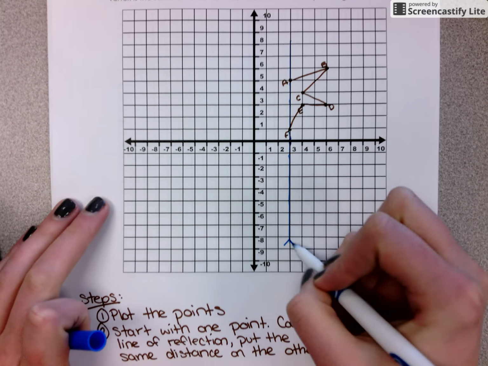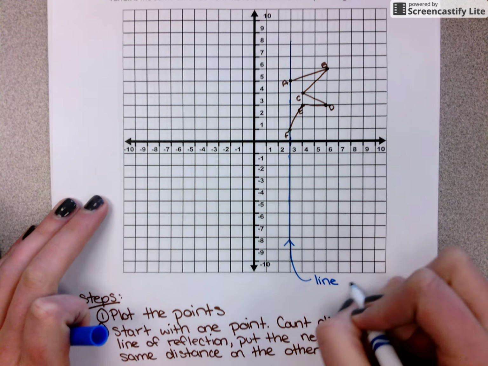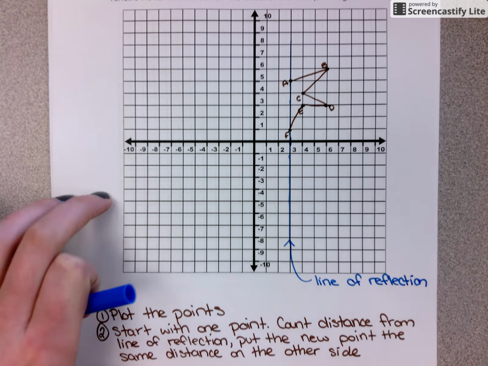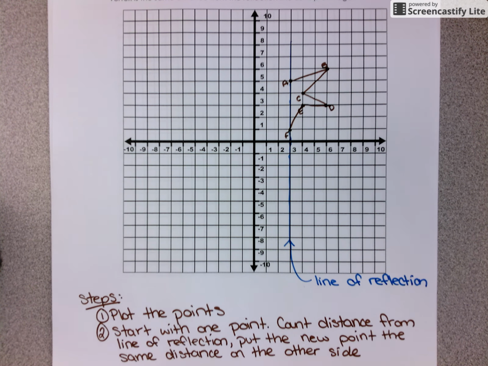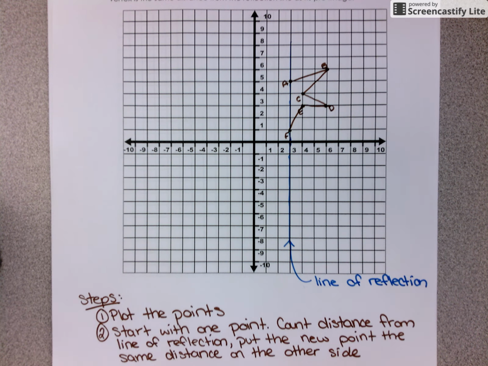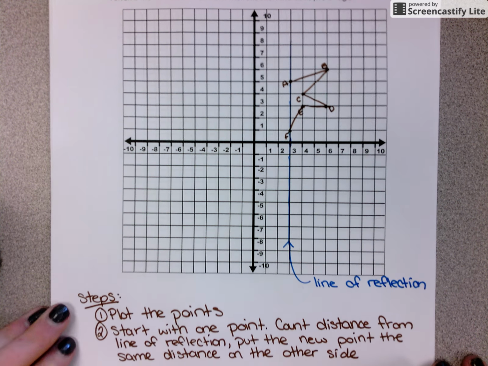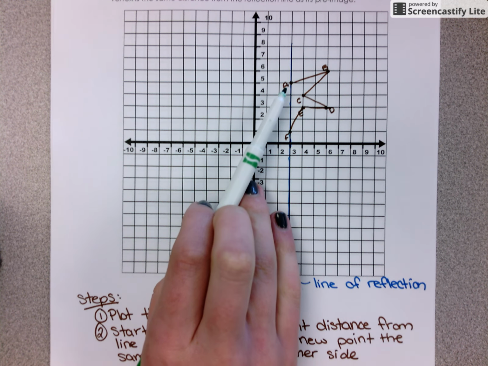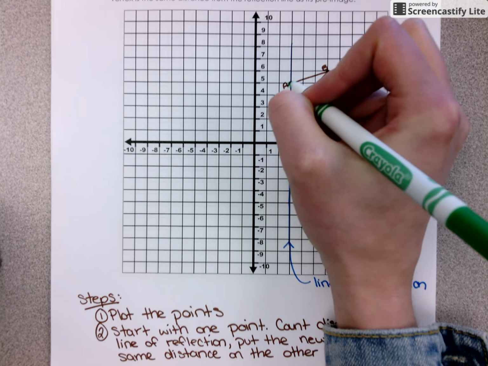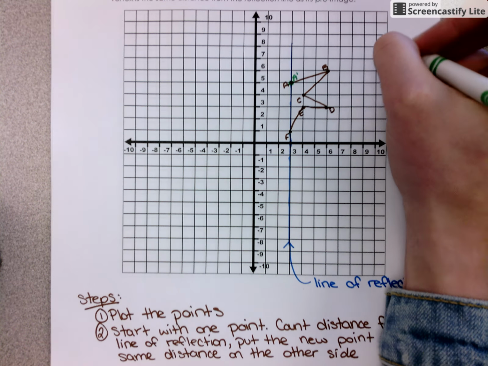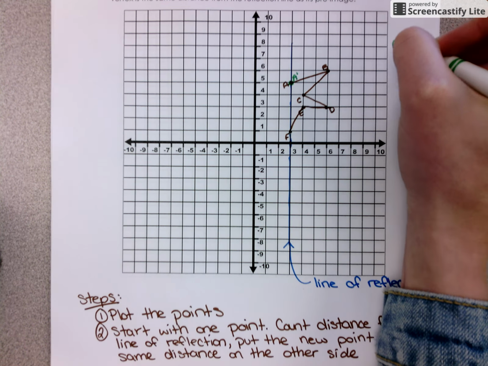So this right here, we already drew in. That is our line of reflection. And each question will always tell you what your line of reflection is. It's very common for your line of reflection to be one of the axes, so the x-axis or the y-axis. So if we started with A, as you can see, A is right on the line of reflection. So its distance from the line of reflection would be 0. So we're actually not moving that point at all. So A prime is in the exact same spot. Let's write that out. A prime stays as 3 and 5.